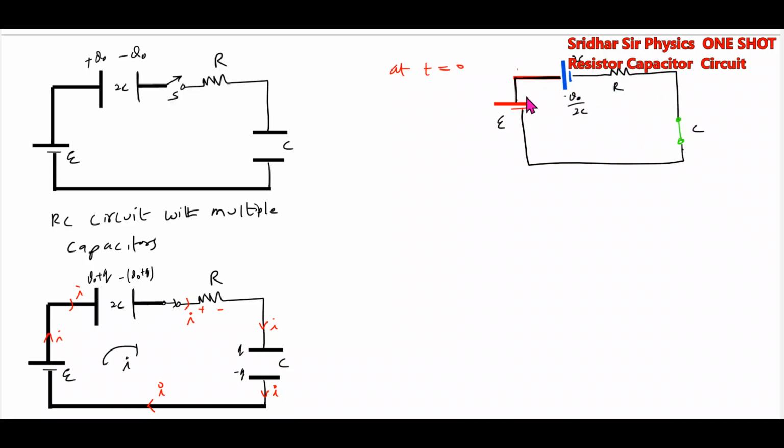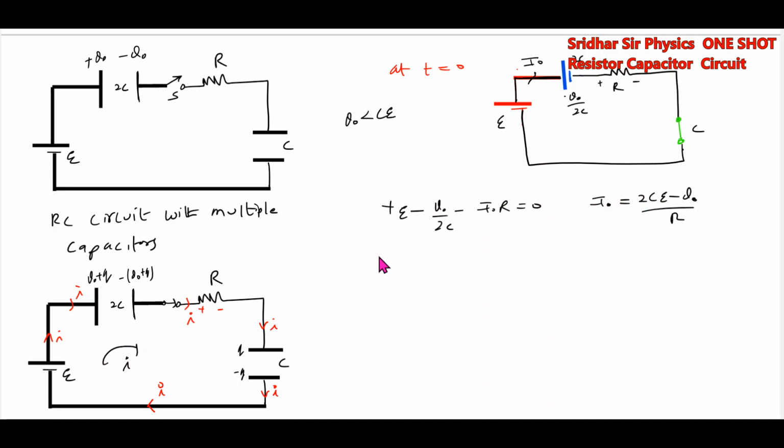There is a resistor, and the capacitor is a short circuit. Then the current initially, I naught, will flow here. We'll assume that Q naught is less than C, so the current will initially flow like this. Then this will become plus E minus Q naught by 2C minus I naught R equals 0. So I naught is equal to E minus Q naught by 2C, all divided by R.